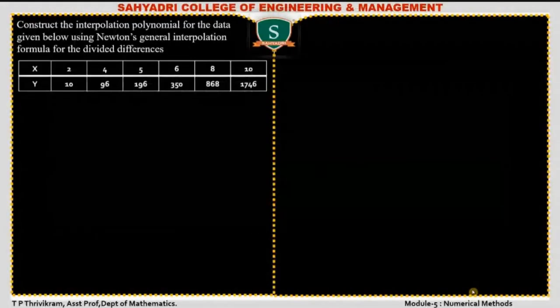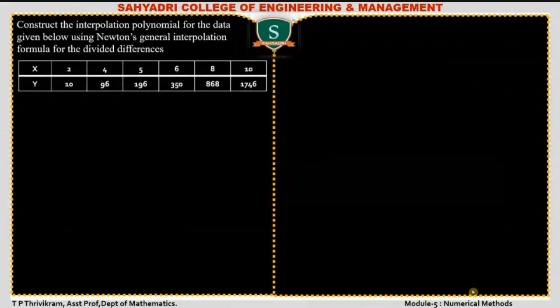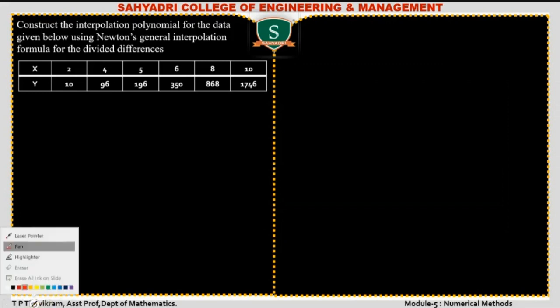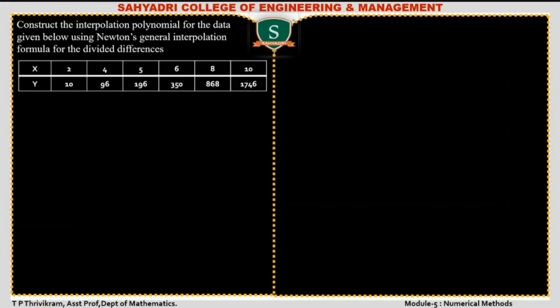So here, construct the interpolation polynomial. He is not asking for any value. He is asking for the equation of the data which follows this table. He has given some set of values of x and corresponding function values. We don't know the function. Using this data, he is asking us to find the polynomial.